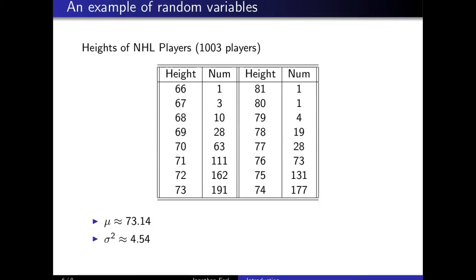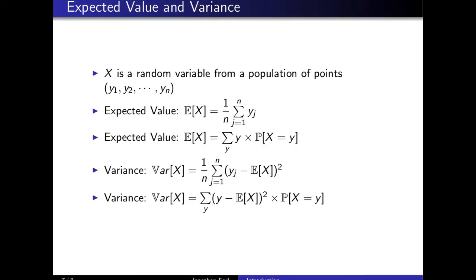Okay, and then the other thing that we could do from this is we could calculate the population mean and the population variance. And if we did that, what we'd see is that the population mean is about 73.14 inches, and the population variance is about 4.54 inches. And these ideas of population mean and population variance lead us to what is called the expected value and the variance for a random variable.